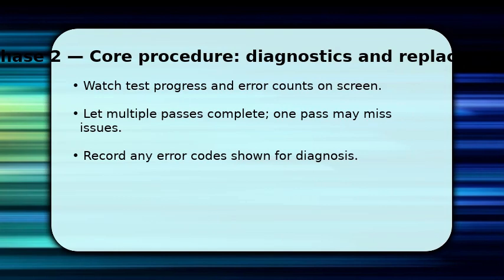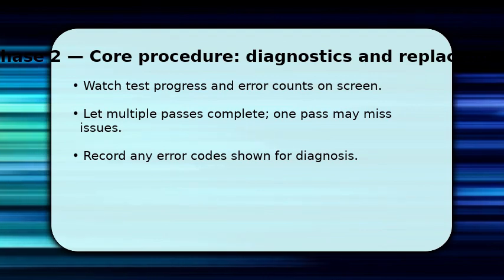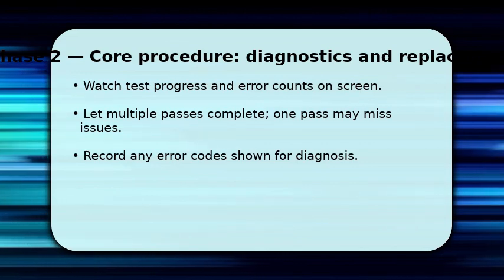Once the machine reboots into the diagnostic environment, you'll see live progress and error counters. Watch them. Let the tool complete multiple passes. Memory faults can be intermittent, and one pass may not catch recurring errors. If errors appear, note the exact code and the test pass number. That detail helps diagnose whether a single module or pattern is failing.